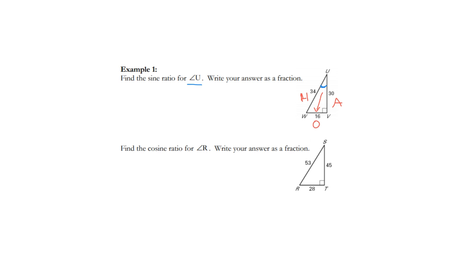So if I want to write the sine ratio for angle U, I'm going to write sine of U, and I know the sine ratio is opposite over hypotenuse. And again, you can either memorize that or you can use your mnemonic device, SOH. So the opposite side in this picture is 16, and the hypotenuse in this picture is 34. So the sine of U is 16 over 34.